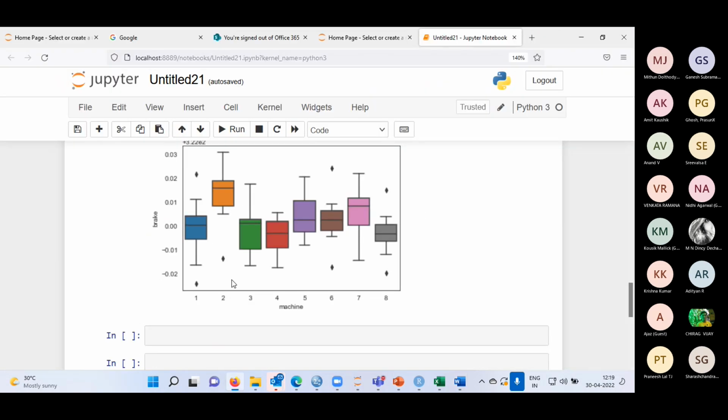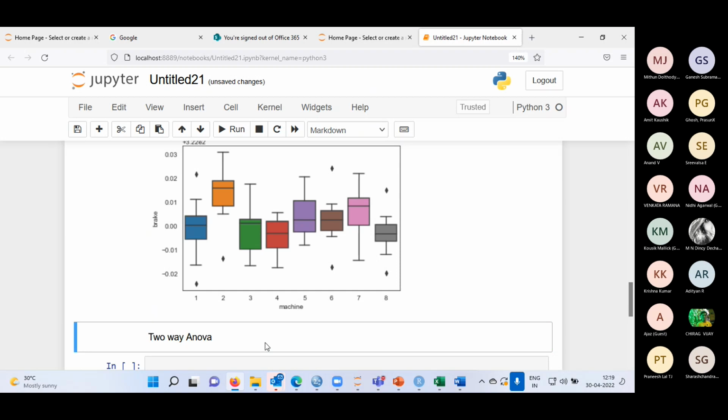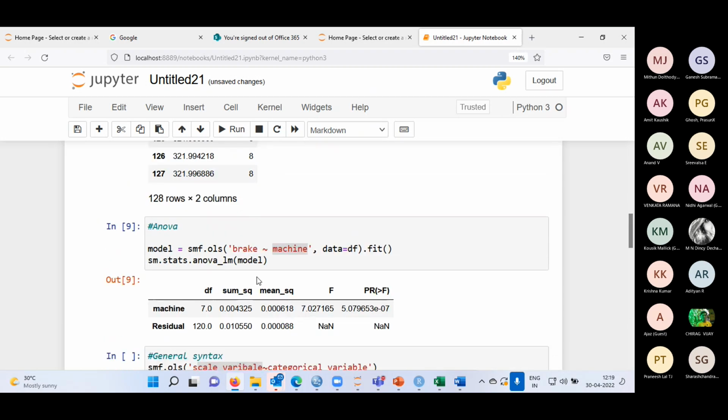Now, just as we have one-way ANOVA, what I would like to do is basically introduce you to what is called two-way ANOVA. This is called two-way ANOVA. Right, we did one-way ANOVA. One-way ANOVA has one categorical variable, right?